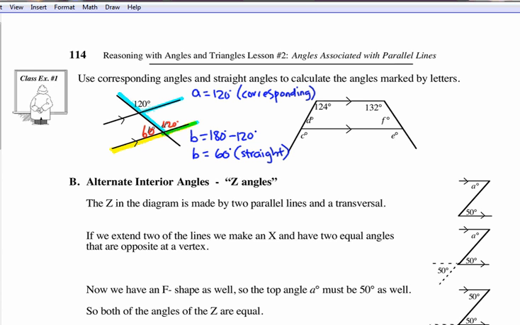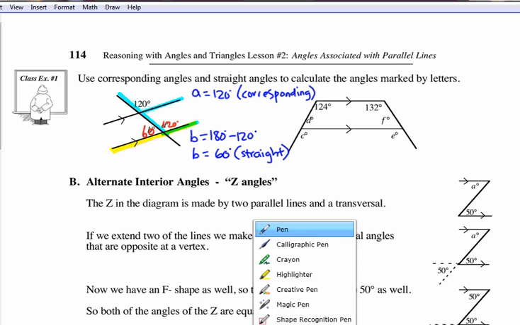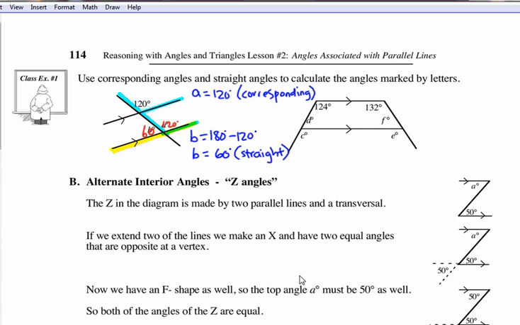So do you see any of the F shapes? Any F shapes? How about this one? Right? And so our corresponding would be there and there. So you can start with C. C is equal to 124 degrees. And why? Because of corresponding angles.